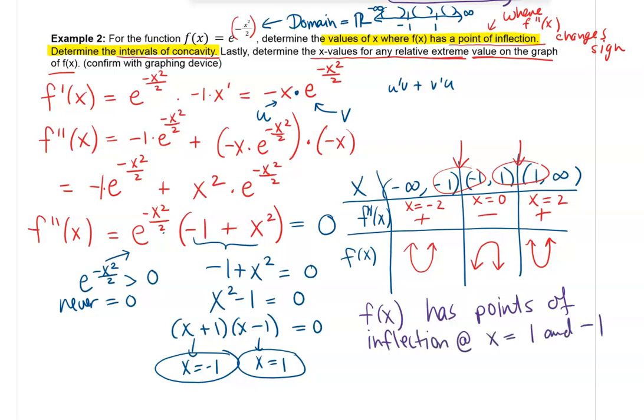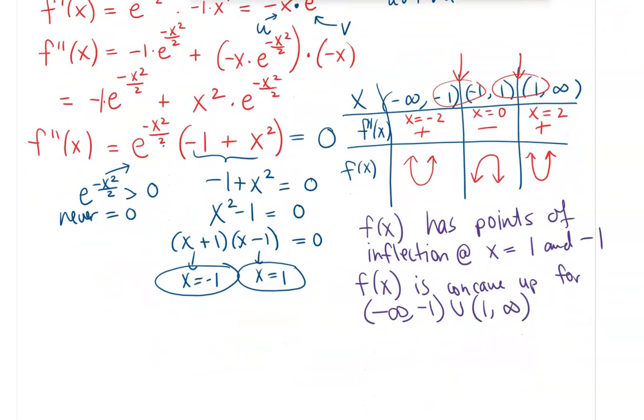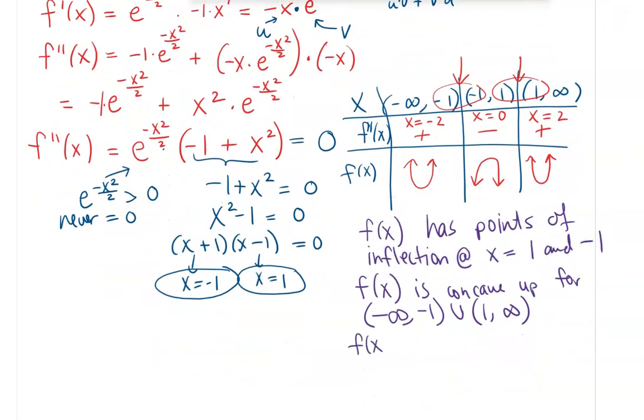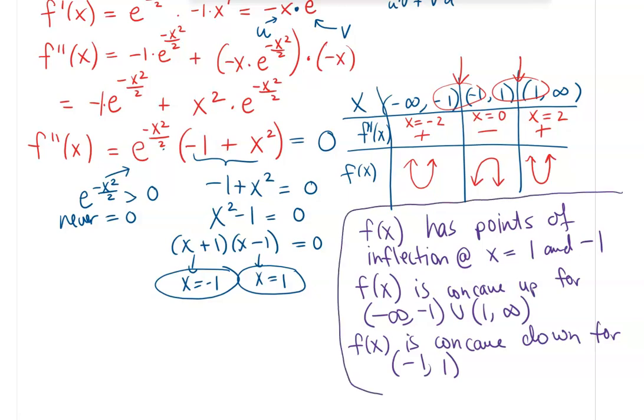So I know that, and then I can say also that f of x is concave up for all x's between -infinity and -1, in addition to all x's greater than 1. And then it's concave down for all of the x's in between -1 and 1. So I answered the first part of this question.